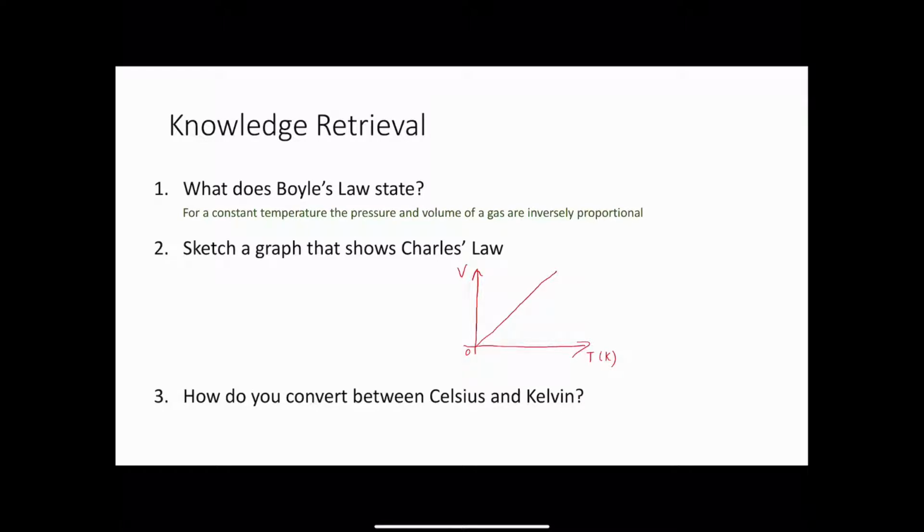And then our final question asks us how to convert between Celsius and Kelvin on the temperature scale. Well, to go between Celsius and Kelvin, we want to add 273, and to go from Kelvin to Celsius, we want to subtract 273.